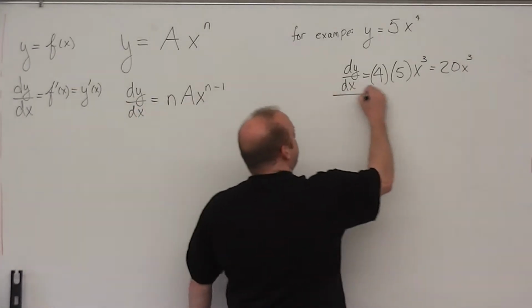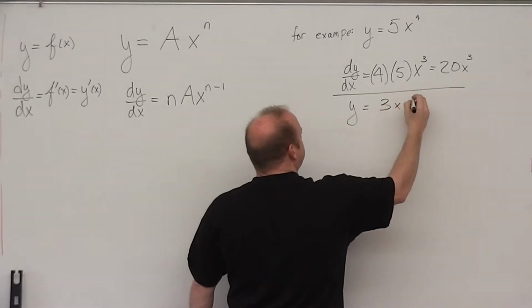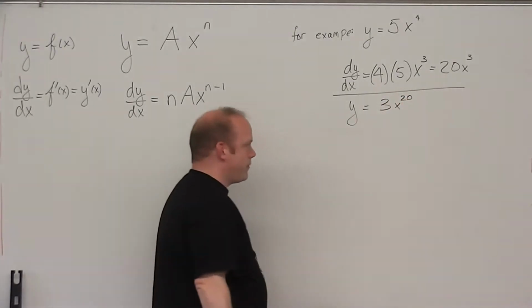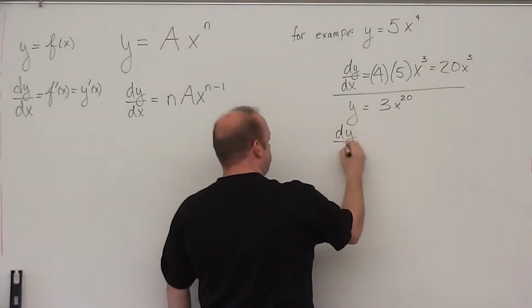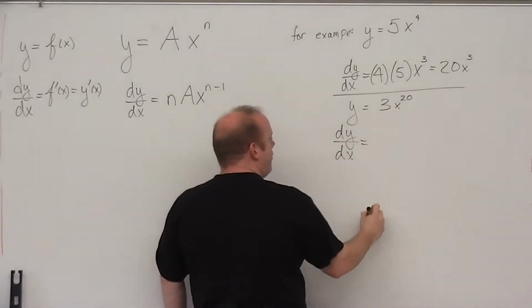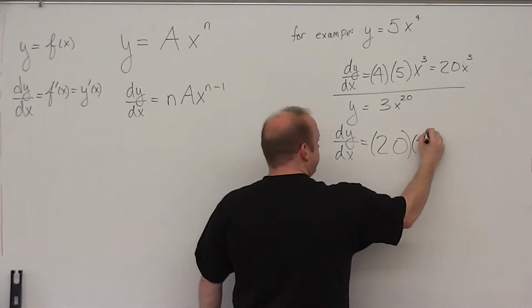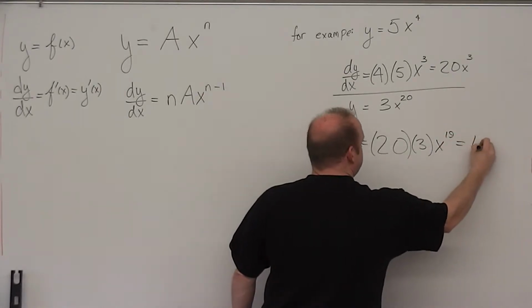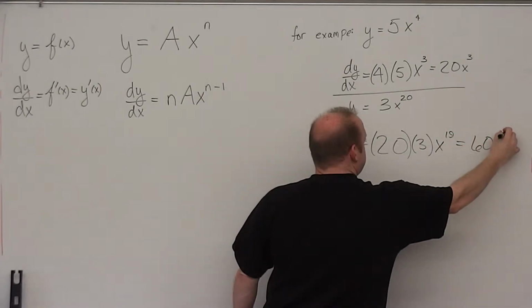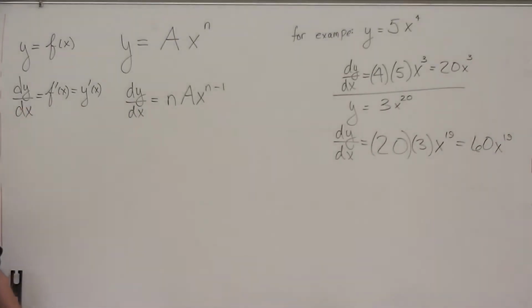Let's just say y is equal to 3x to the 20th. Well, dy dx would equal 20 times 3 times x to the 1 lower power, which is the 19th. So it would be 60x to the 19th.